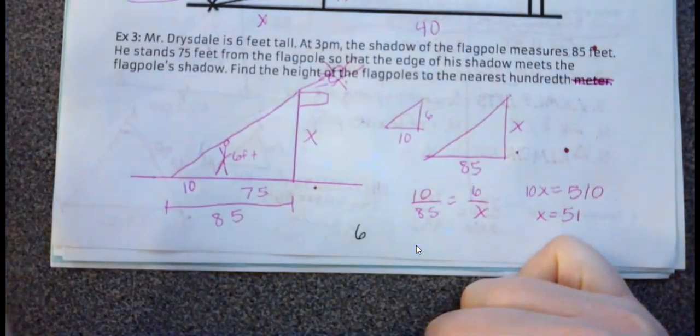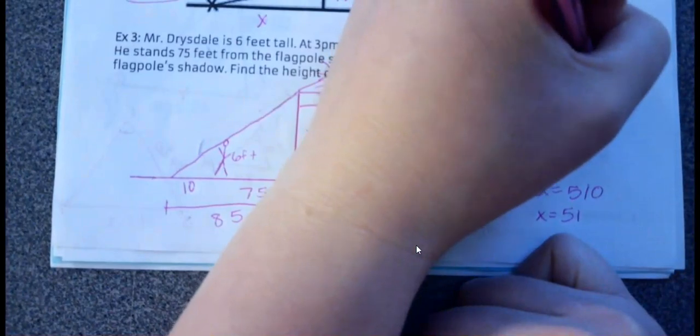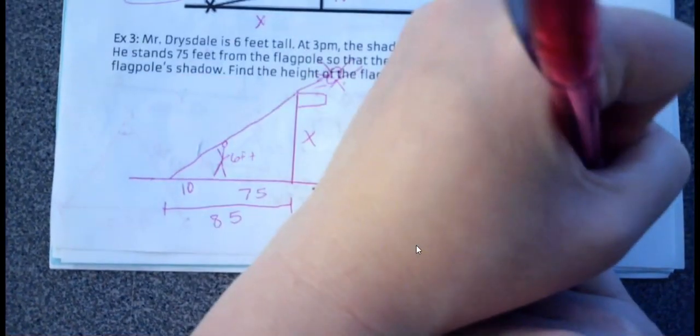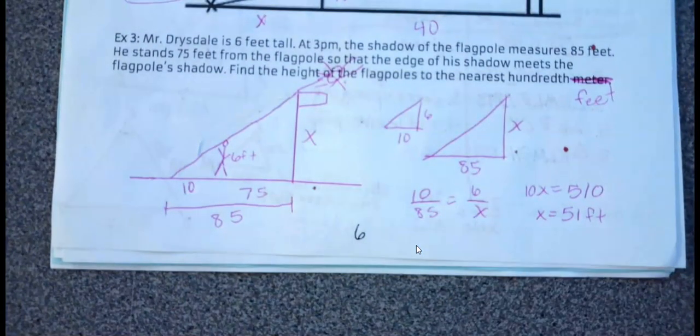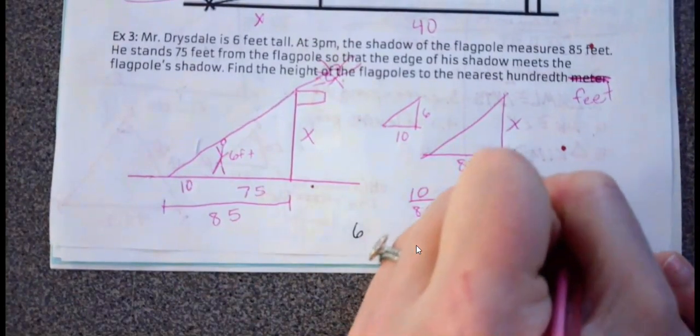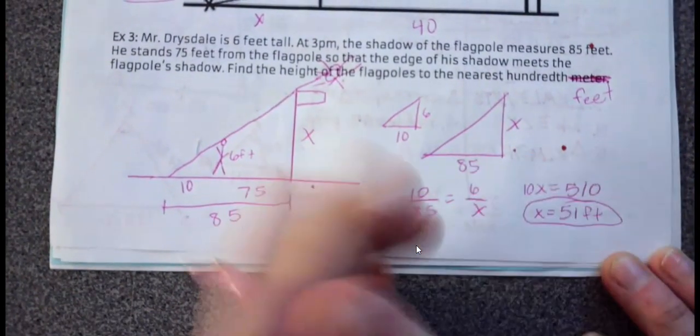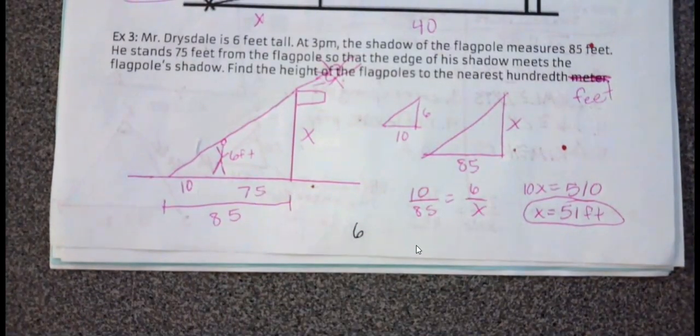Why would we do it to the nearest meter? I guess we can convert it to meters, but I don't know if I really want to. So it's 51 feet, and I guess that's about 17 meters. Probably more like 16 meters. But you're not going to have to convert to meters. We're not working on that right now. So let's just say it's 51 feet and move on. But yeah, that's the gist of how to solve these.